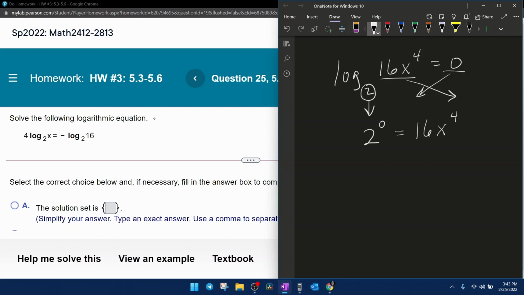And now we need to evaluate. 2 to the 0 power is 1. And then to isolate the variable, divide both sides by 16.